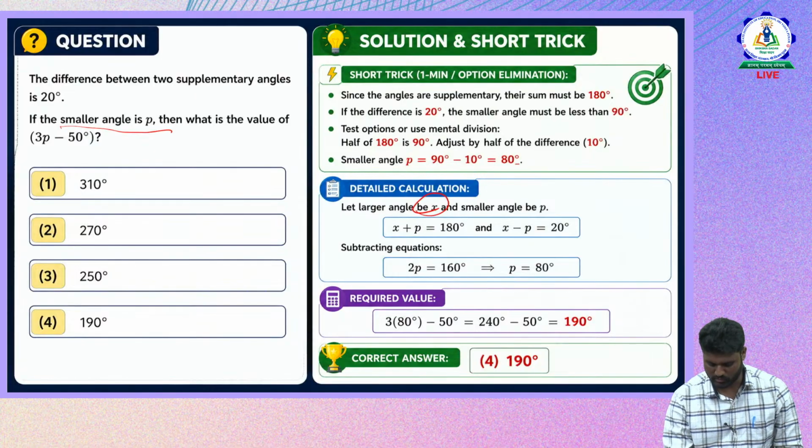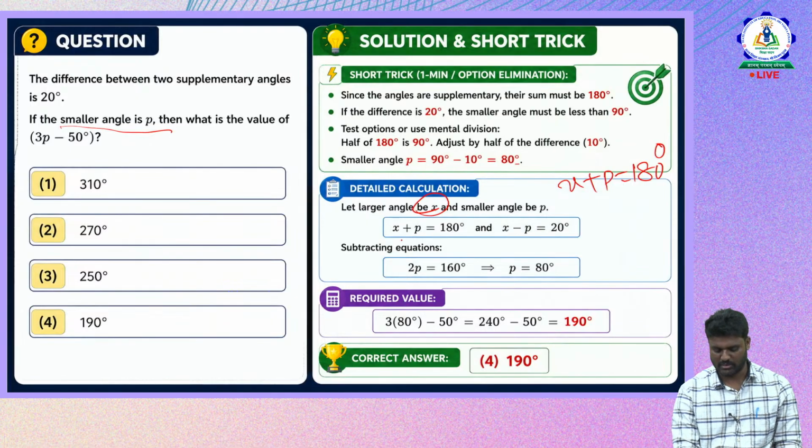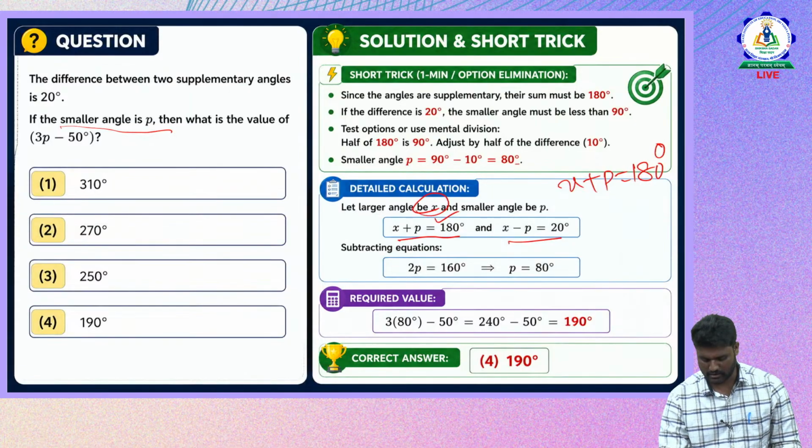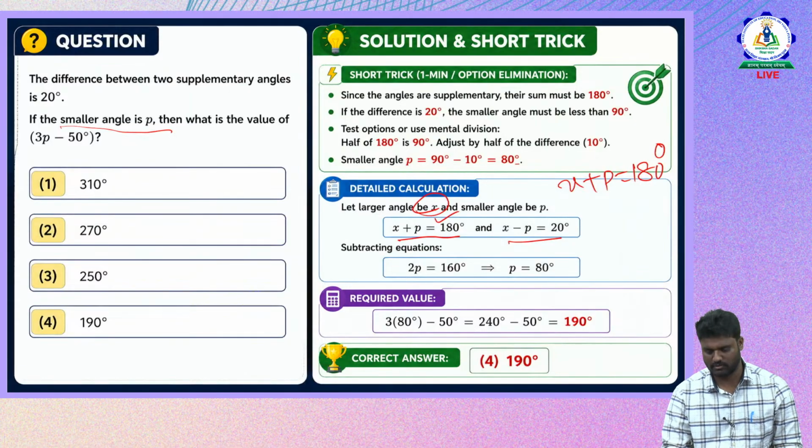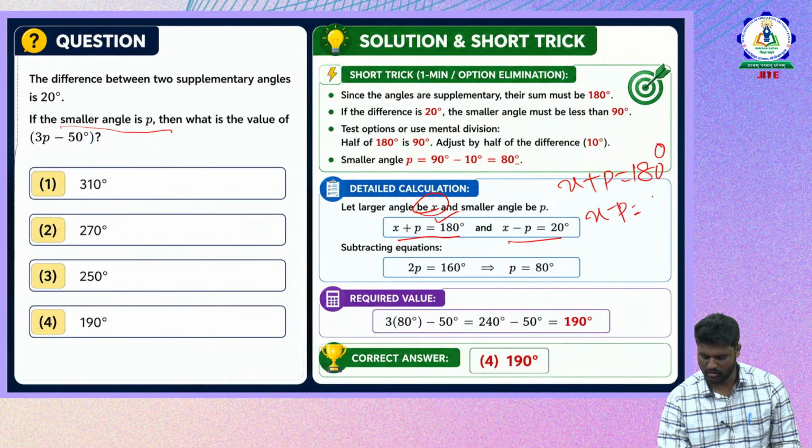Now two angles are given, so what is that? X plus P is equal to 180 degrees. So X plus P is 180 degrees, and X minus P, where X is the larger angle and X minus P is the smaller angle. Now, subtracting these two equations, we try to identify a P value. X plus P is equal to 180 degrees and X minus P is equal to 20 degrees.